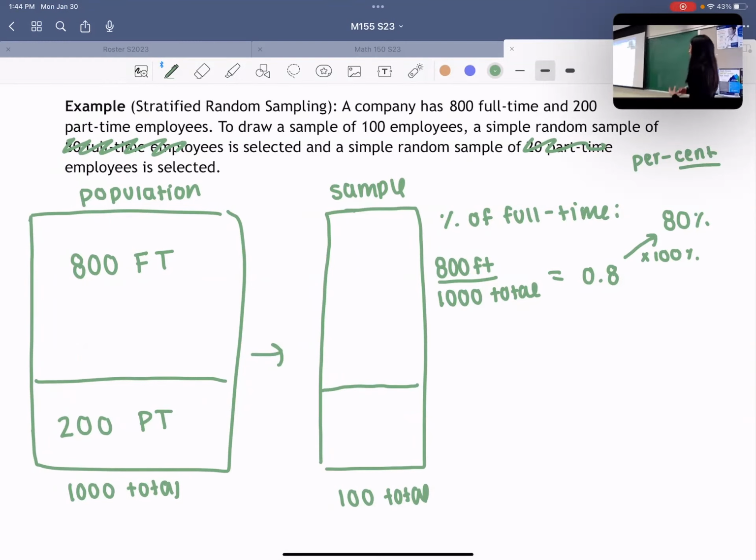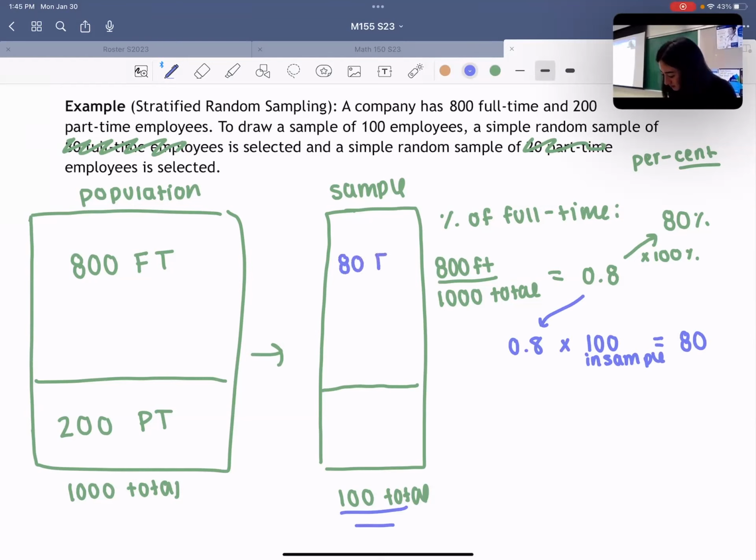Okay, so if I know that 0.8 or 80% of my sample has got to be full-time, all you have to do is take your percentage, 0.8, multiply it by how many there are in the sample, okay? In the sample. And if you multiply those together, you're going to find out that there are 80 full-timers in your sample, okay? So you have 80 full-time people in the sample. Does that make sense? All right, see, we do a little bit of math first.